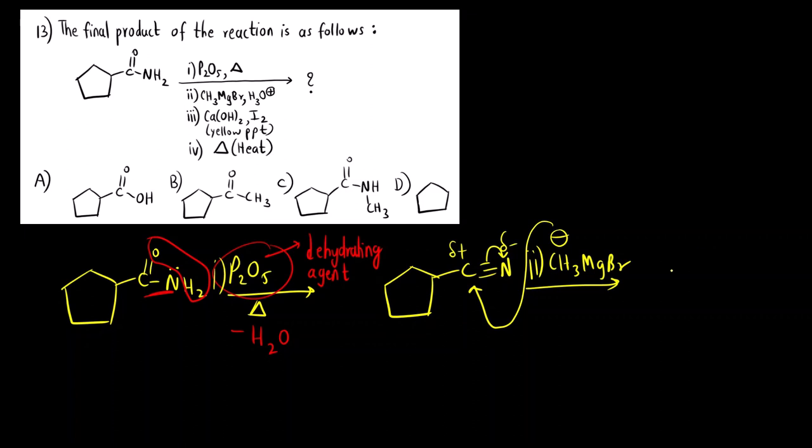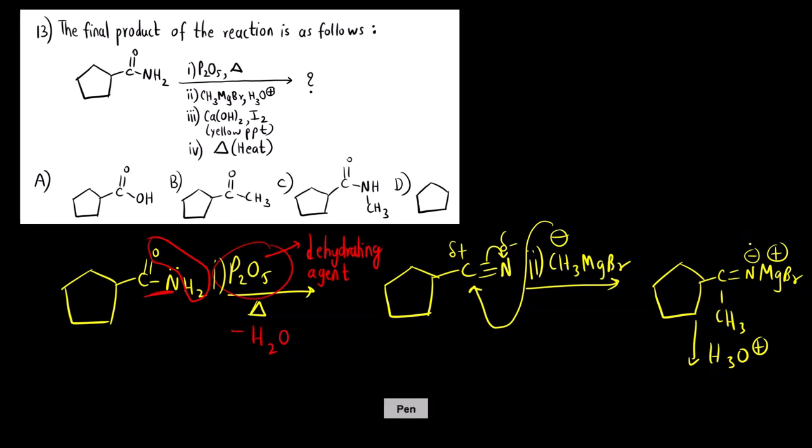This will open up. What we will get? We will get C CH3 C double bond N minus MgBr plus. Okay, next step is what? We do hydrolysis, H3O plus. Sorry, workup. Workup, what will happen? This entire thing will be removed. And here we will get C double bond O.